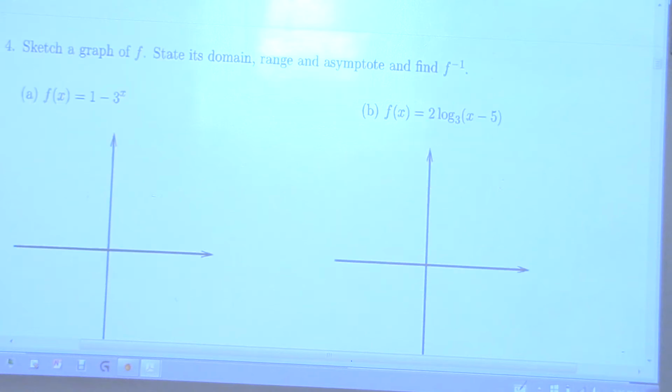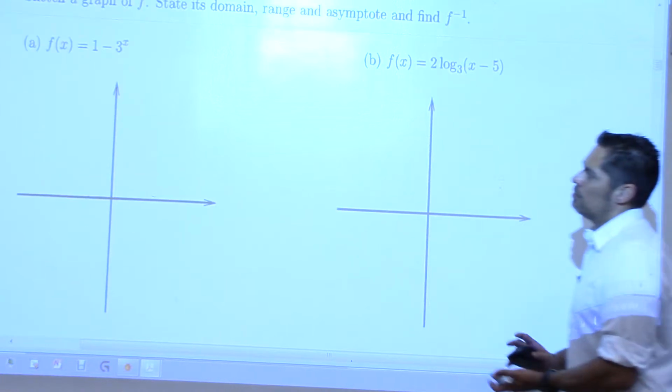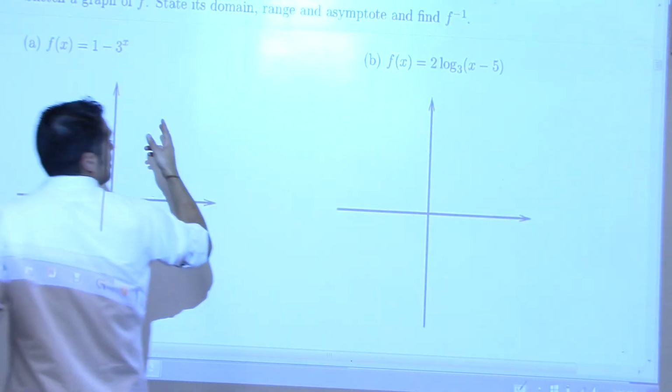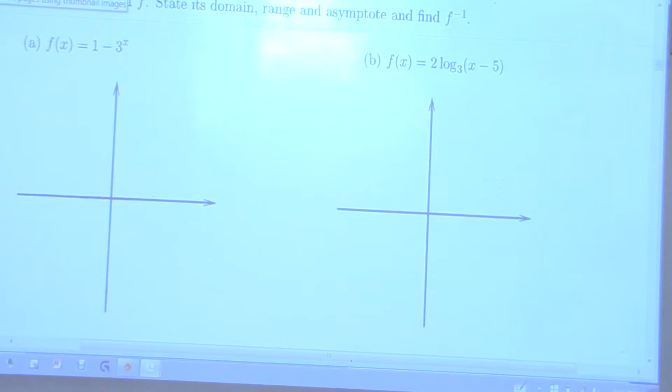Graph on this? So don't find inverse? Maybe domain. No range, no asymptote, no inverse. Yeah, kind of. This one right here, what is that? That's 3 to the x.